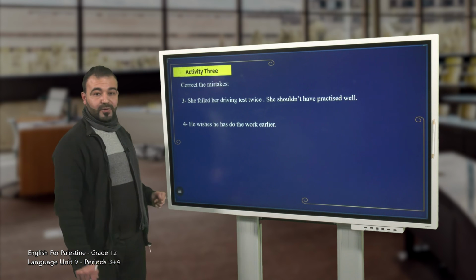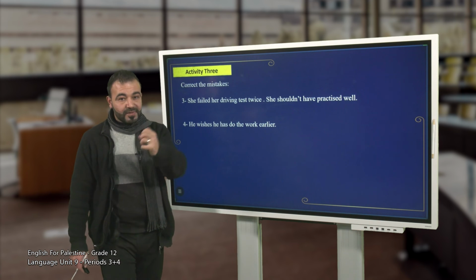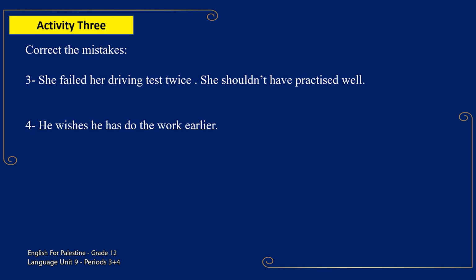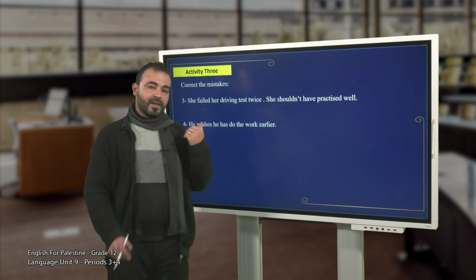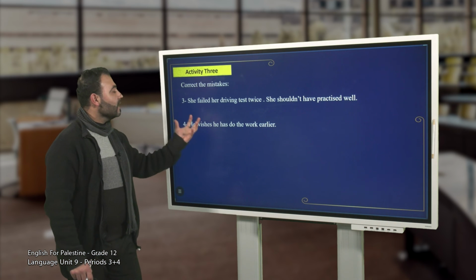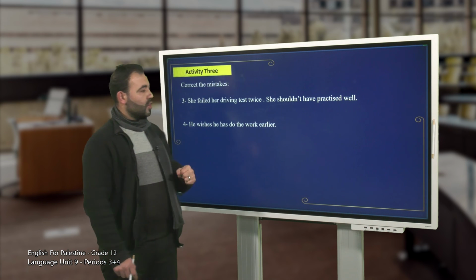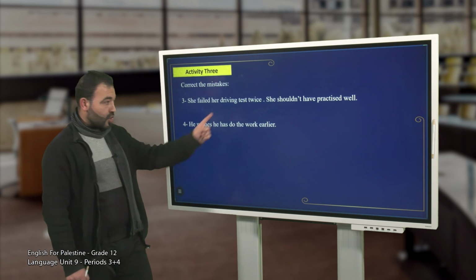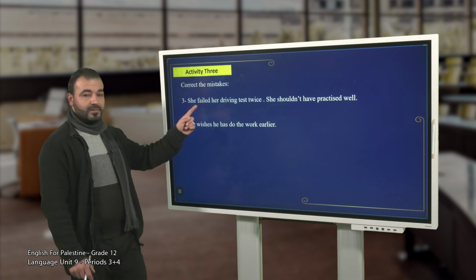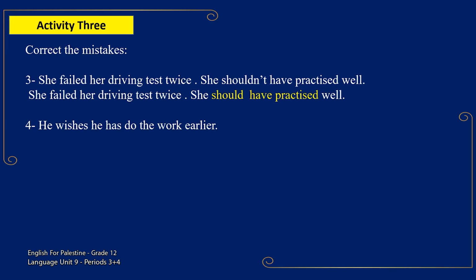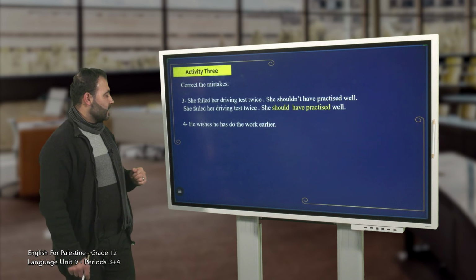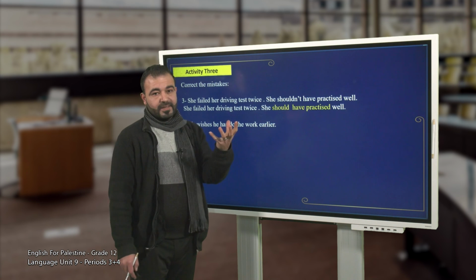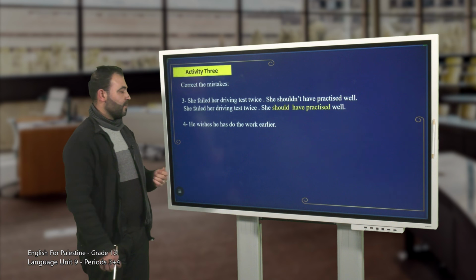Continue now with 3 and 4. Please read them quickly and try to find the mistake. Of course, correct it. Take a minute. Good. Sentence number 3. She failed her driving test twice. She shouldn't have practiced well. She shouldn't have practiced. She failed her driving test twice. She should have practiced well. In the first sentence, the meaning doesn't suit the situation.